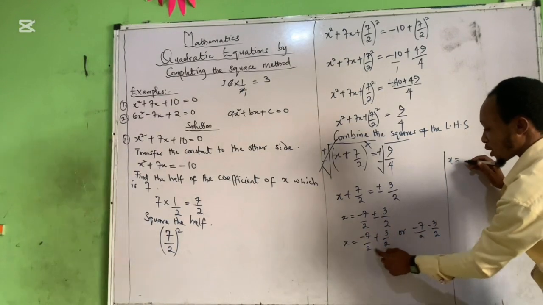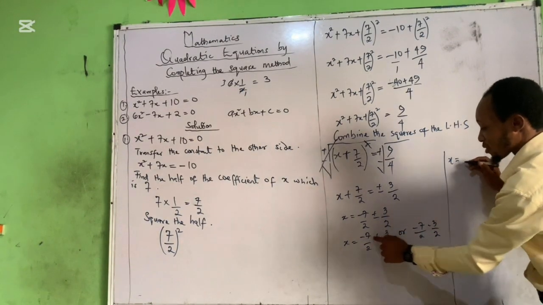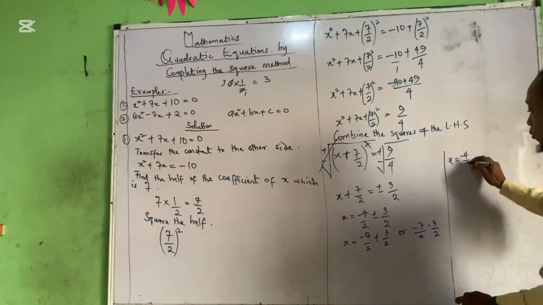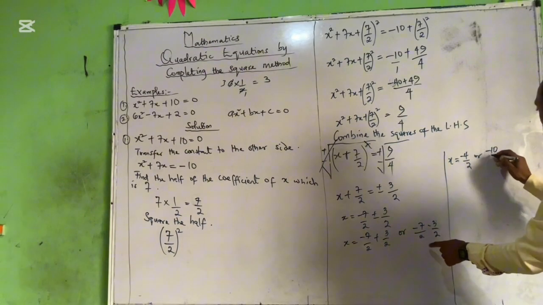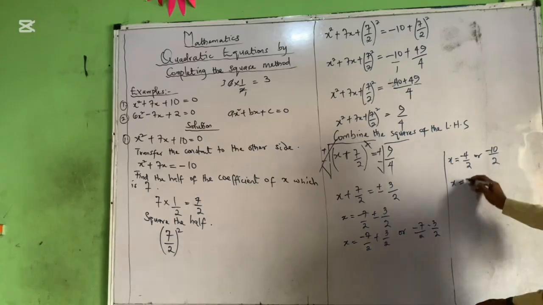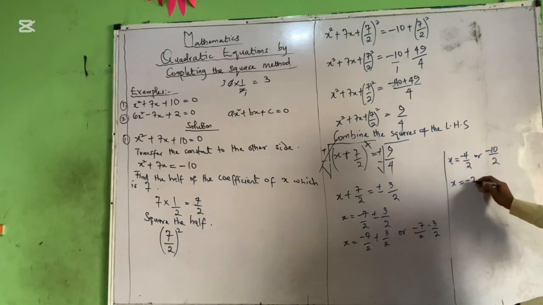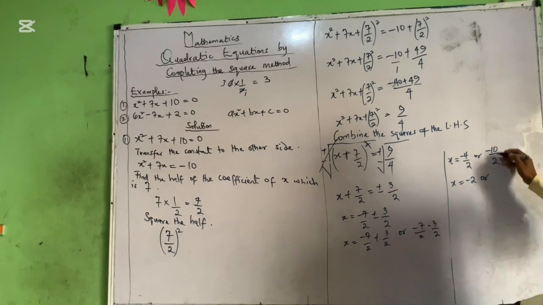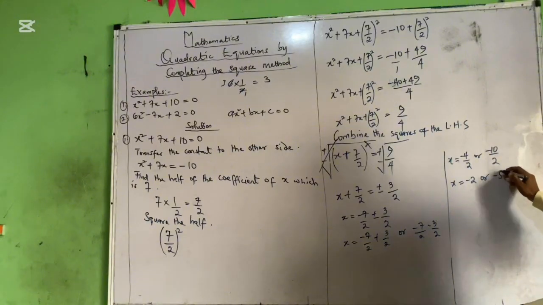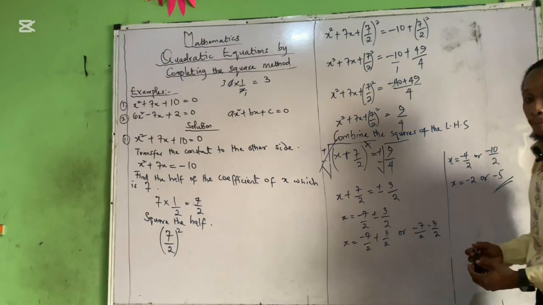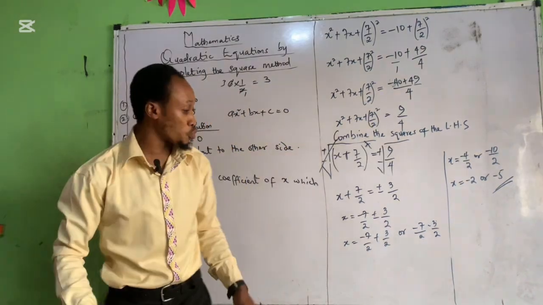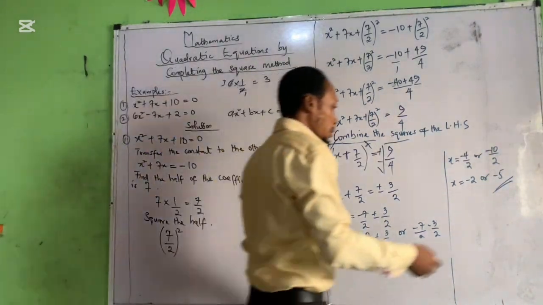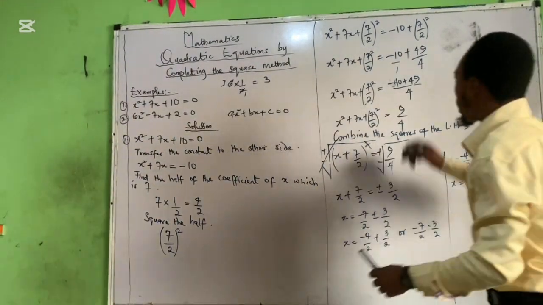And so we have x equals minus 7 plus 3. You know the denominators are the same, so you can pass the numerators. Minus 7 plus 3 is minus 4 over 2, or we have minus 10 over 2. So x equals, 2 can go in minus 4 minus 2, or 2 can go here minus 5. So we have x equals minus 2 or minus 5. Now the same approach we are going to apply to the second one. Let me quickly rub it off so that we can go to the second one immediately.